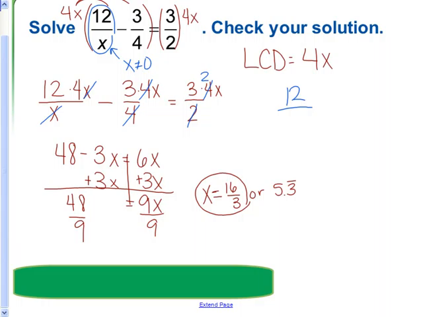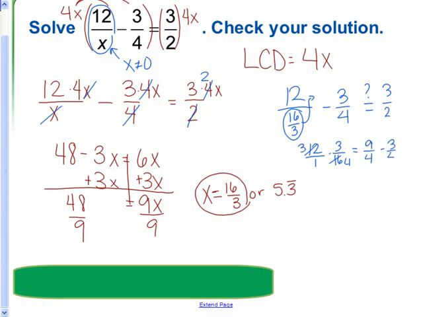But we check by doing 12 divided by 16/3 minus 3/4. Does that equal 3/2? You can type that into your calculator, or we can just do it on paper: 12 over 1 times 3 over 16, because we had to bring this one up and flip it upside down. So we cancel out a 4 out of both of those. So 9/4 minus 3/4 equals 6/4, which reduces to 3/2. So it does work out.